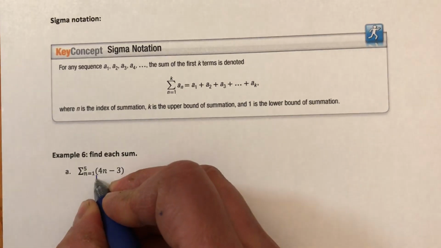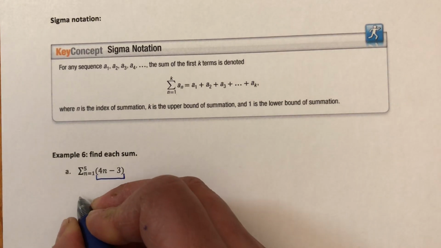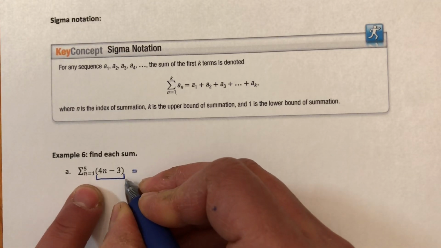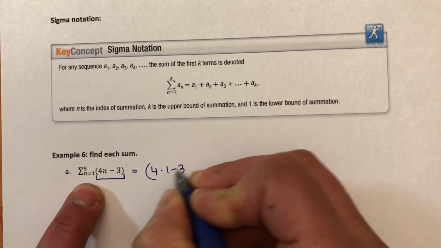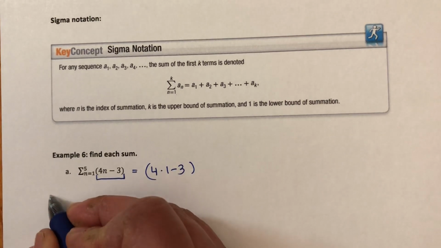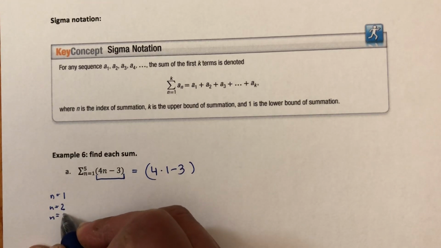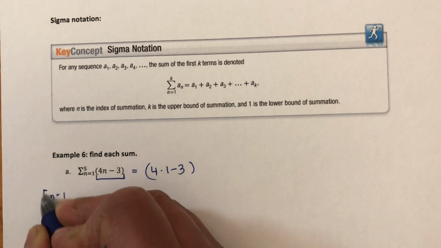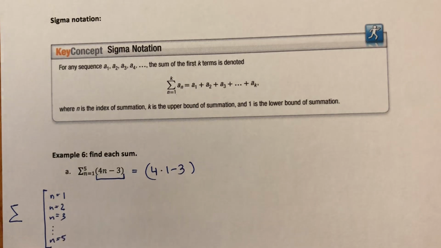This is my formula. And what I need to do is plug this in. I am starting with n equal to 1, so 4 times 1 minus 3. But I have to do this for n equal to 1, n equal to 2, n equal to 3, and so on up to n equal to 5. And then this sign tells me that I need to add them all together.